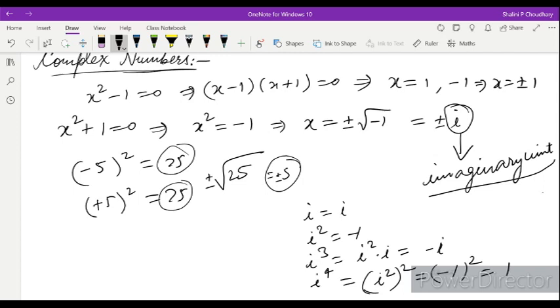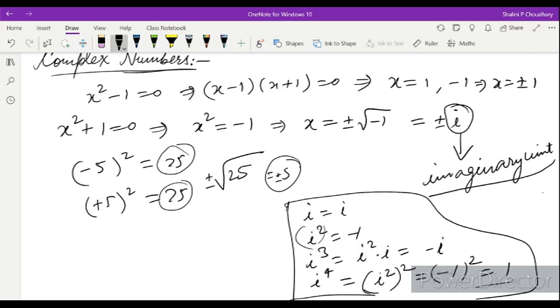So i is the square root of minus 1, and when squaring, i square will give minus 1 and i to the power 4 gives 1. These are the things we need to remember while doing these sums. If we have to find a value like i to the power 59, what you have to do is divide the power by 4, because i to the power 4 will be equal to 1.